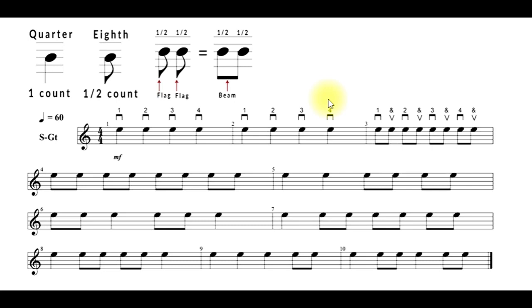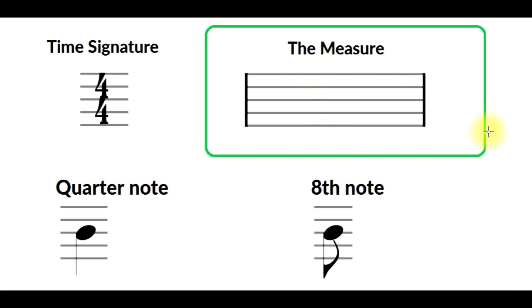Now, some measures will contain 3 counts. Some measures can contain 6 counts. There's a lot of different varieties of counts that a measure can contain. But all I need you to know right now is that a measure is just a container of counts.